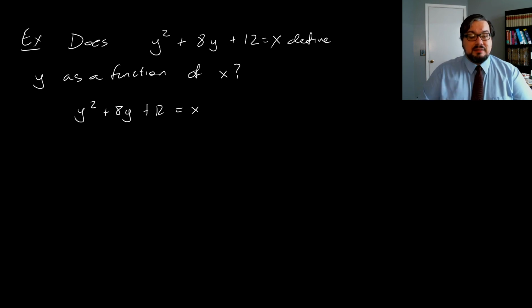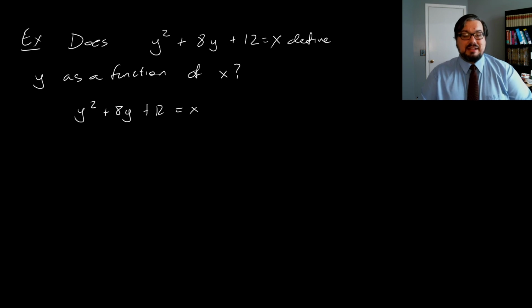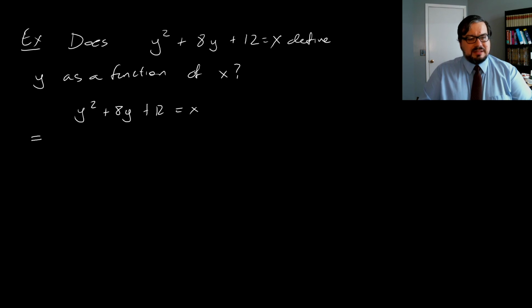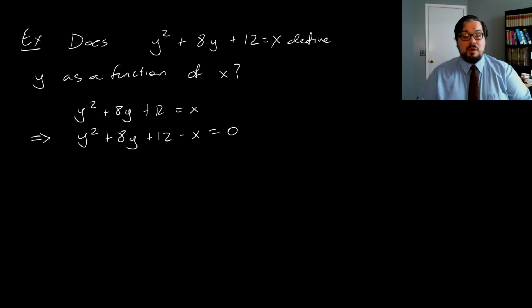Now this one's a little bit more complicated. We need to work a little bit harder at it. We see that we've got an expression that is of degree 2 in y's. We've got a quadratic expression in the y's on the left. And to solve that, we're going to either factor or use the quadratic formula, which means that we need to get 0 on one side. So we get y squared plus 8y plus 12 minus x equals 0. And we want to try to solve for y.